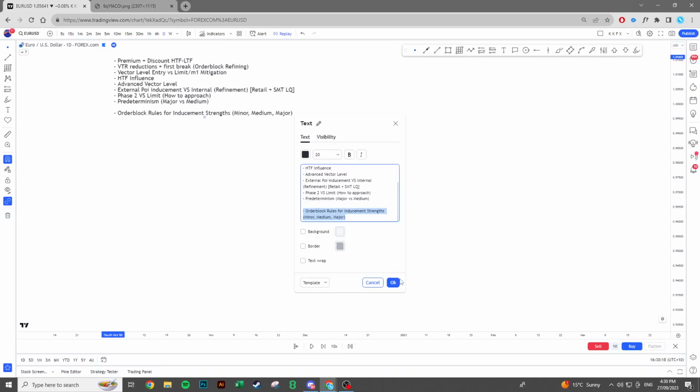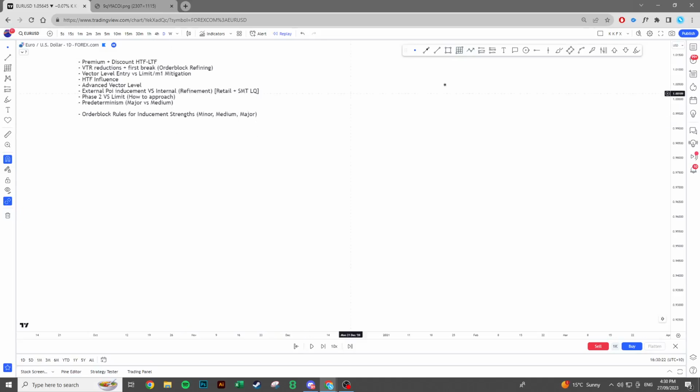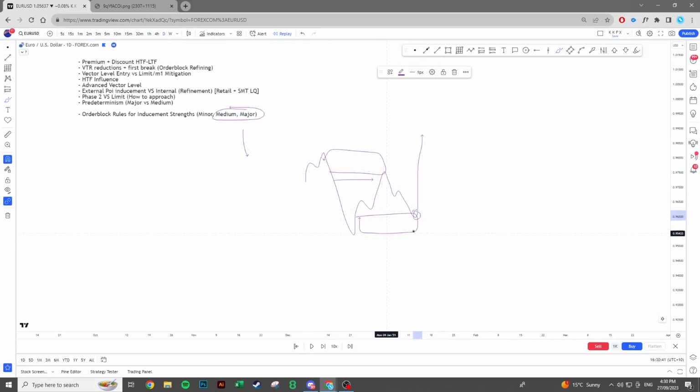Okay, but essentially, like I said, to simplify as much as possible, I want you to see medium and major as the same thing, valid. Now, I know that with a medium, for example, predeterminism is obviously a big factor. Okay, we have a medium inducement here, reacting from this POI here. Yeah, it's a big factor, that predeterminism. But also, I'll be seeing the fact that it's against momentum.